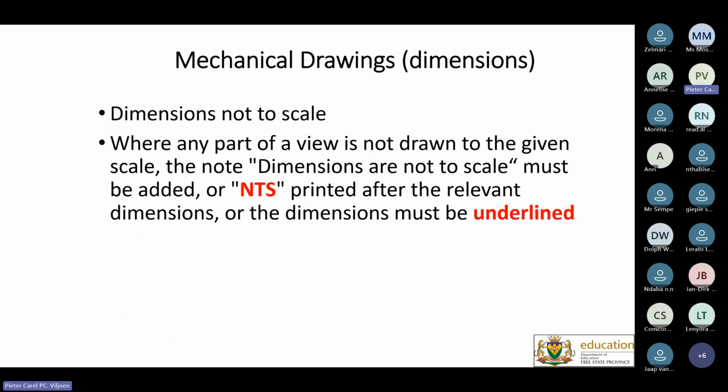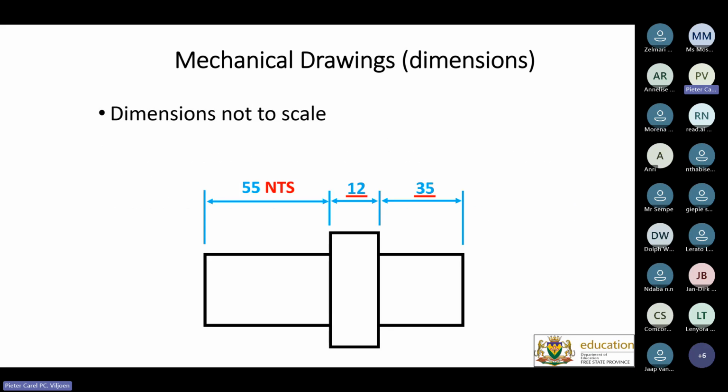So please make sure that the learners understand that. And then the last one is NTS. So there's quite a bit of information that you can get either in front of or behind the dimension itself. This is not to scale, or even if it's underlined, it means also not to scale.